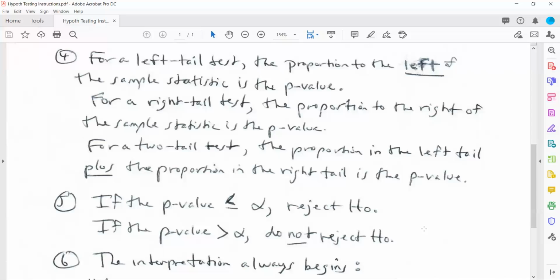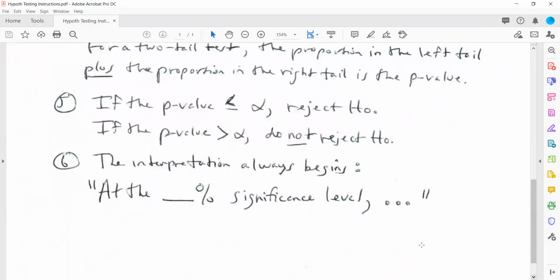Once you have your p-value, you're going to compare it to alpha. That's the probability of a type 1 error, or level of significance. Here's the rule. If the p-value is less than or equal to alpha, we reject the null hypothesis. If the p-value is greater than alpha, we do not reject the null hypothesis. It's as simple as that. Once we have our p-value, compare it to alpha, determine whether it's one of these two cases, and then you get your decision.